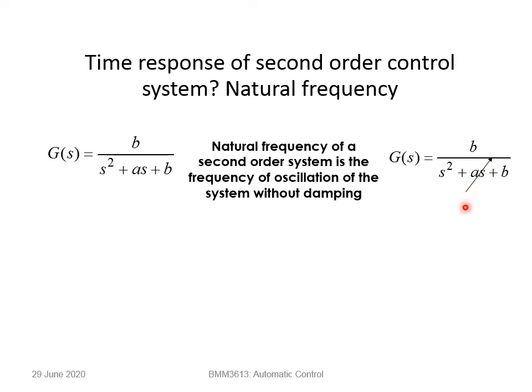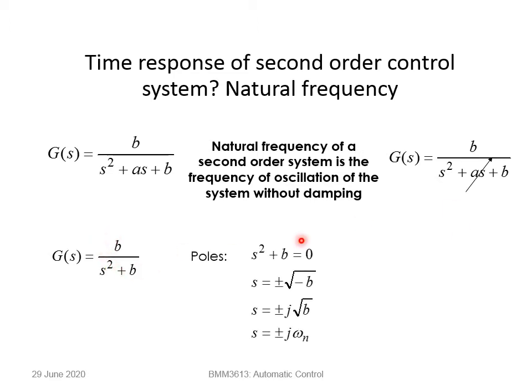So if we eliminate as, at the end the transfer function will become only b over s squared plus b, right? If you find the poles of this new system without as, these poles come from s squared plus b. If you find the roots, it will be s equals plus minus j square root of b, because s squared will be equal to minus b. It means that s equals plus minus j square root of b.